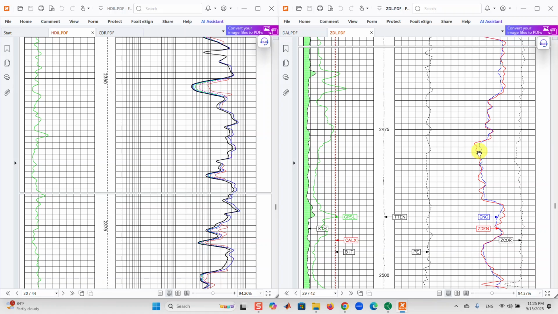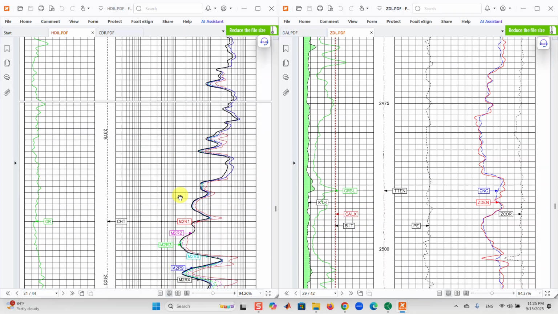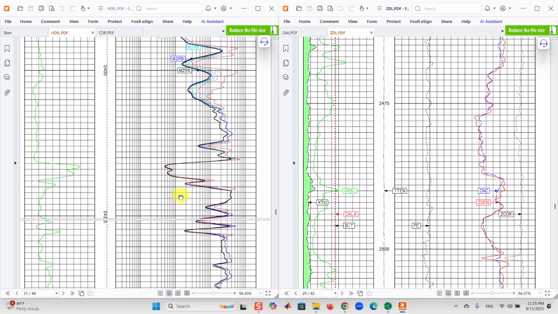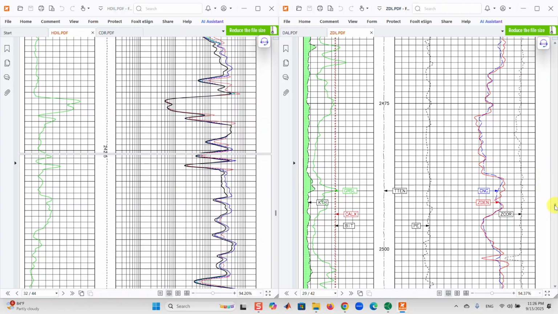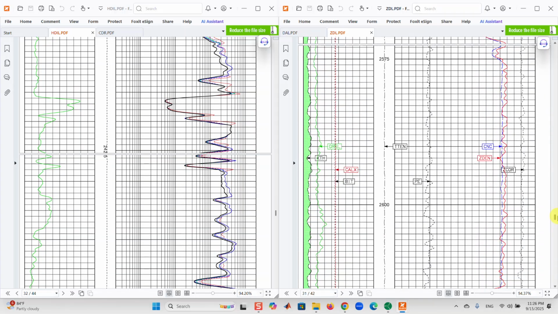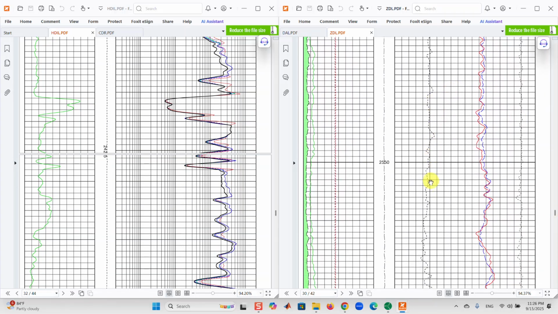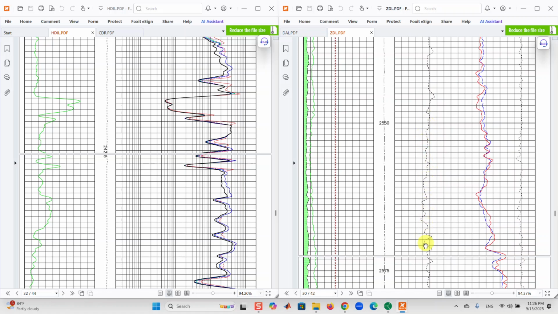We expect the density to be shifted to the left-hand side of the neutron. It means that a sandy behavior should be seen in the nuclear set. As can be seen, PEF is less than the expected value. In these intervals, PEF should read 5.